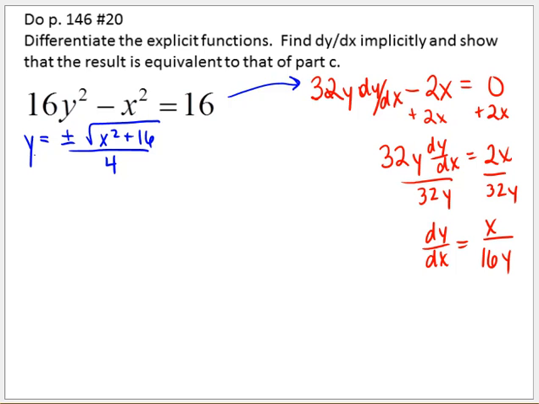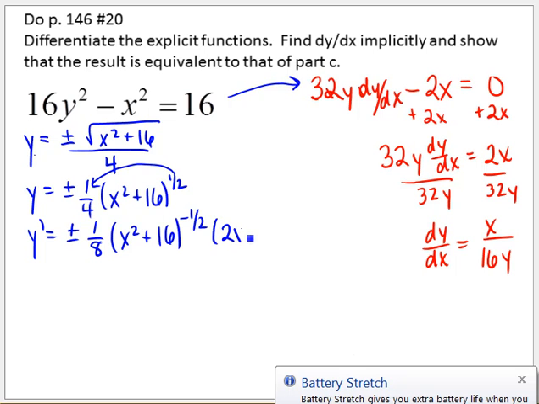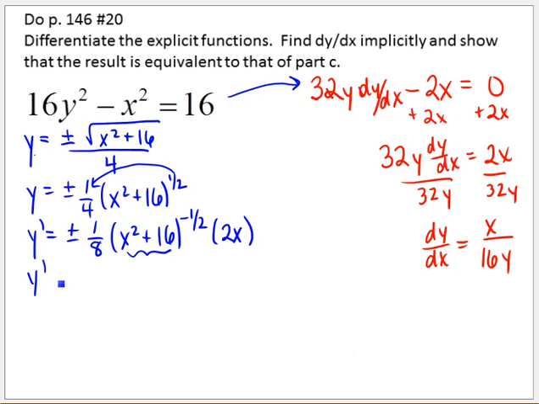So let's take the derivative of the explicit functions and see if we end up with the same answer. I would want to rewrite this as plus or minus 1/4 times x squared plus 16 to the 1/2 power. This will allow me to say that y prime equals, bring this out in front, plus or minus 1/8. Rewrite what's on the inside, x squared plus 16, lower the power by 1, negative 1/2, times the derivative of what's on the inside, which is 2x. So I took the derivative of the x squared plus 16. Now I'm going to simplify this as plus or minus 1/4, and I'll extend this out because this is also on the bottom of the fraction: x squared plus 16. And I have an x on the top. So I'm going to erase one that's up here on top.